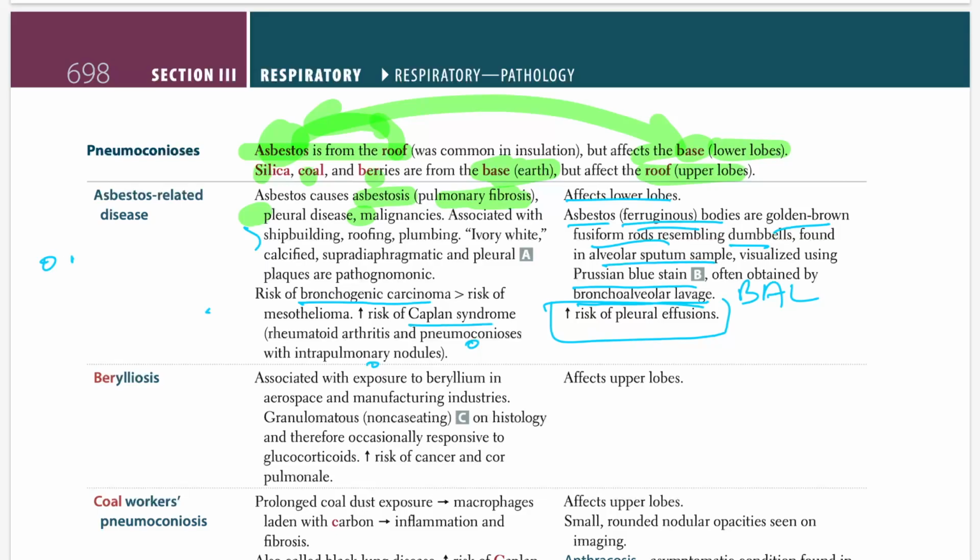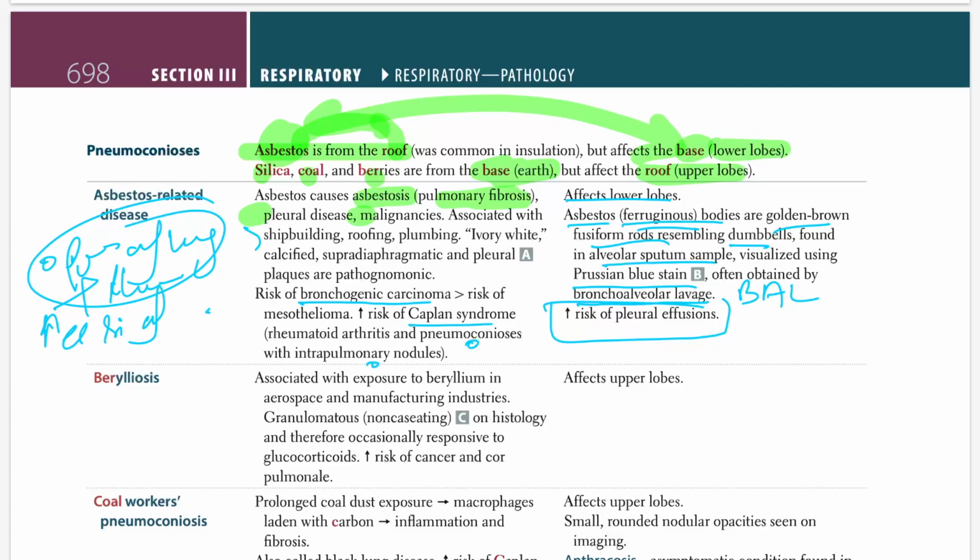So asbestosis, with this fibrosis of the lung plus the pleura, increases the risk of lung carcinoma, which is your bronchogenic carcinoma, then your mesothelioma. There is way more chance that you're going to get bronchogenic carcinoma than you're going to get mesothelioma.